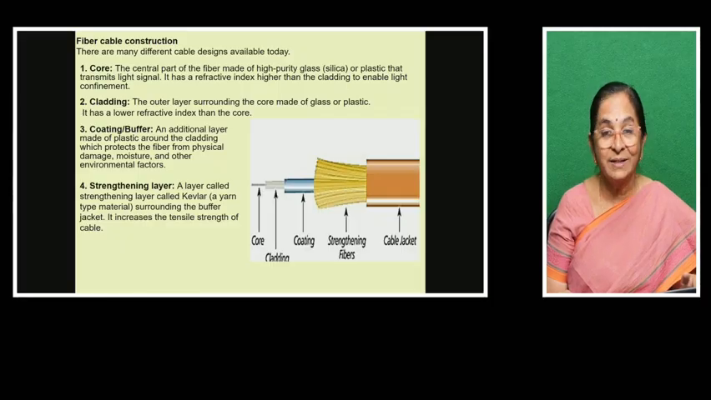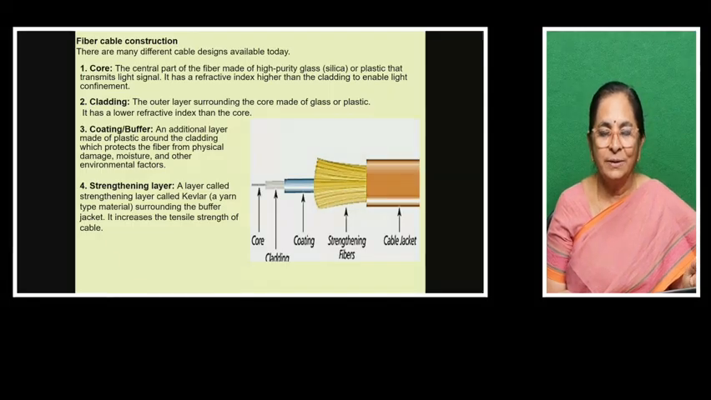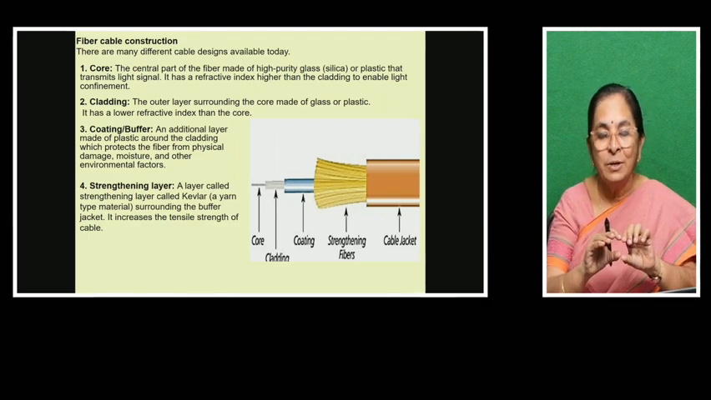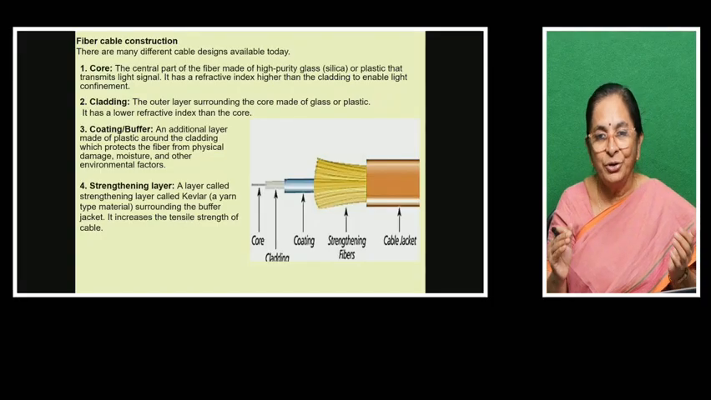The next one is called the strengthening layer. This layer is also known as Kevlar. It's made of a yarn type material. It surrounds the buffer jacket. It increases the tensile strength of the cable. Means during the summer, more heat would be there, and the optical fiber cable length should not be affected, or during winter time, the length should not be contracted. For that sake, they keep a strengthening cable so that the tensile strength can be increased.